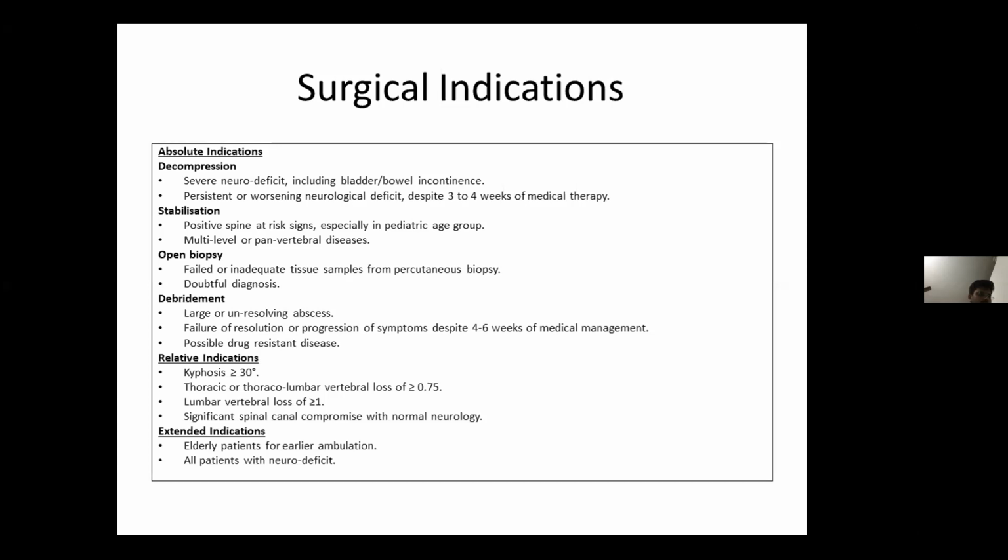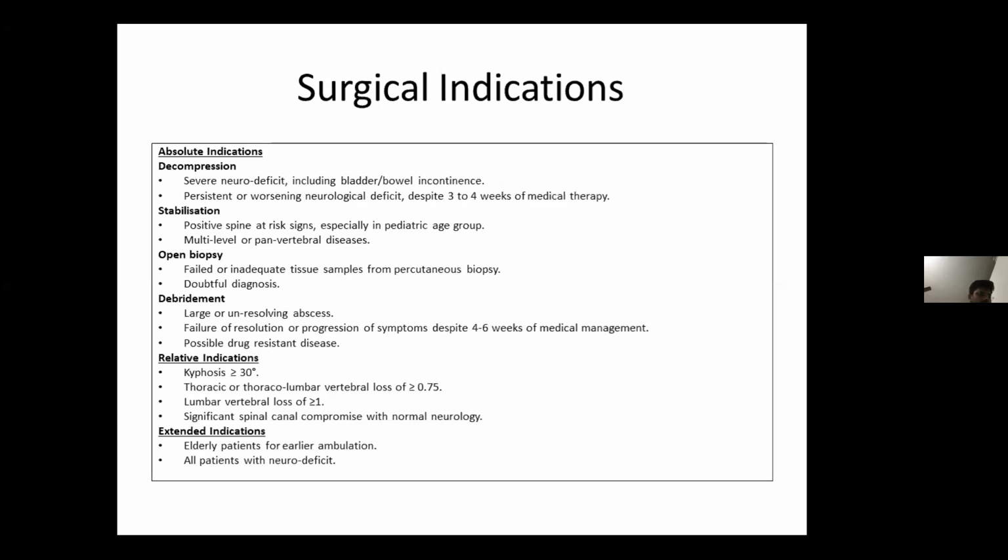A patient who has had a failed or inadequate tissue sampling from percutaneous biopsy, or in whom there is a doubtful diagnosis or not good response, that's an absolute indication for surgery. And whenever there is a large abscess or an unresolving abscess, or the symptoms don't resolve despite a certain period of medical management, and when you're suspecting drug-resistant tuberculosis, it's an absolute indication for surgery.